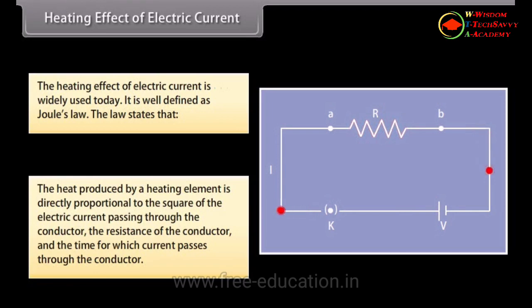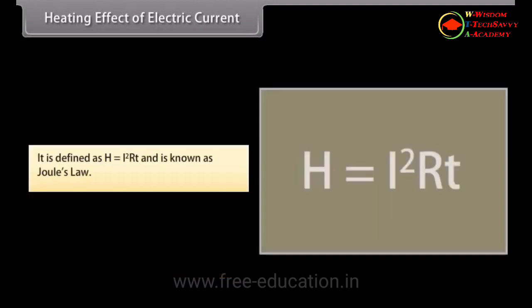The heat produced by a heating element is directly proportional to the square of the electric current passing through the conductor, the resistance of the conductor, and the time for which current passes through the conductor. It is defined as H is equal to I²RT and is known as Joule's law.